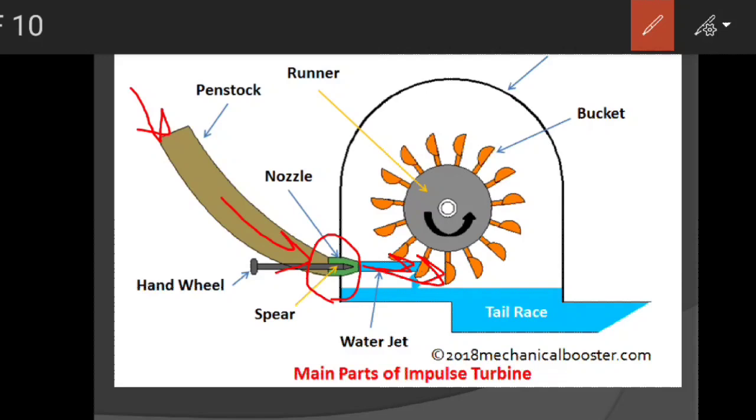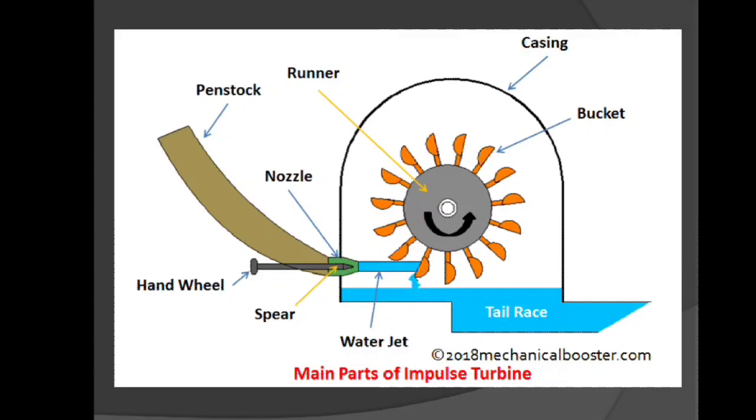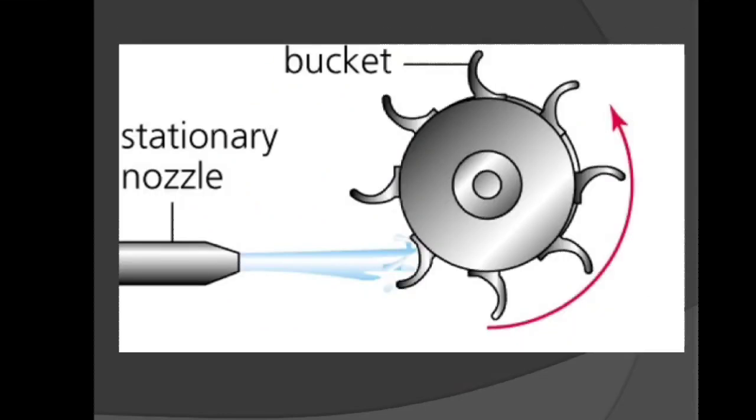All these blades are symmetric in nature. Their designs are similar, so that the pressure drop only occurs at the nozzle, and the steam is directly collected into the tail race. This is also one figure of an impulse turbine.